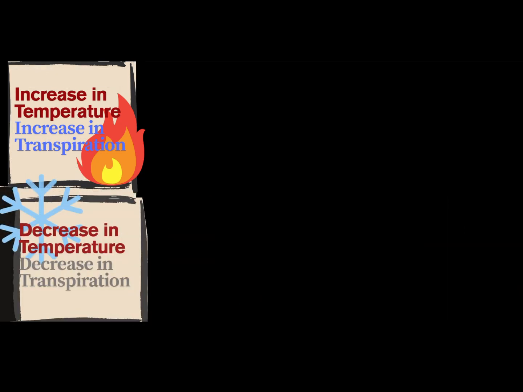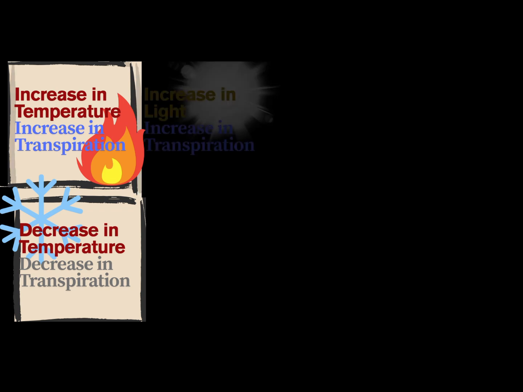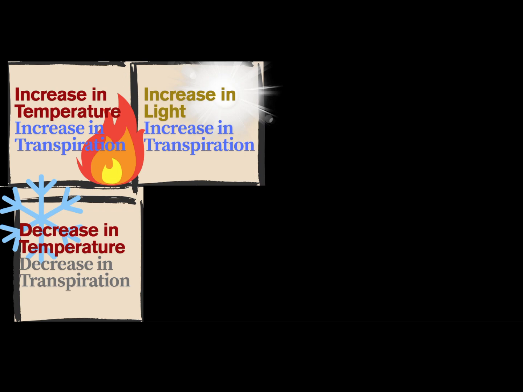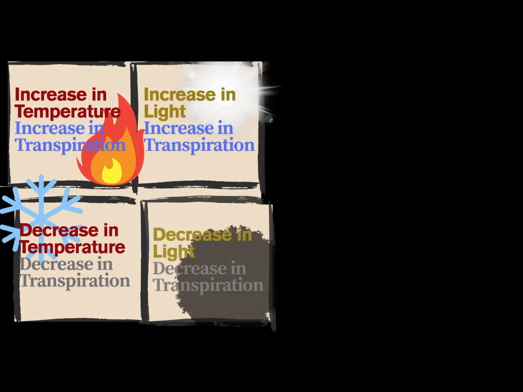Let's summarize what we've learned today. So we now know that if we increase the temperature, we increase the rate of transpiration. And if we decrease the temperature, we decrease the rate of transpiration. If we increase the amount of light intensity, we increase transpiration. And if we decrease the amount of light intensity, we decrease transpiration.